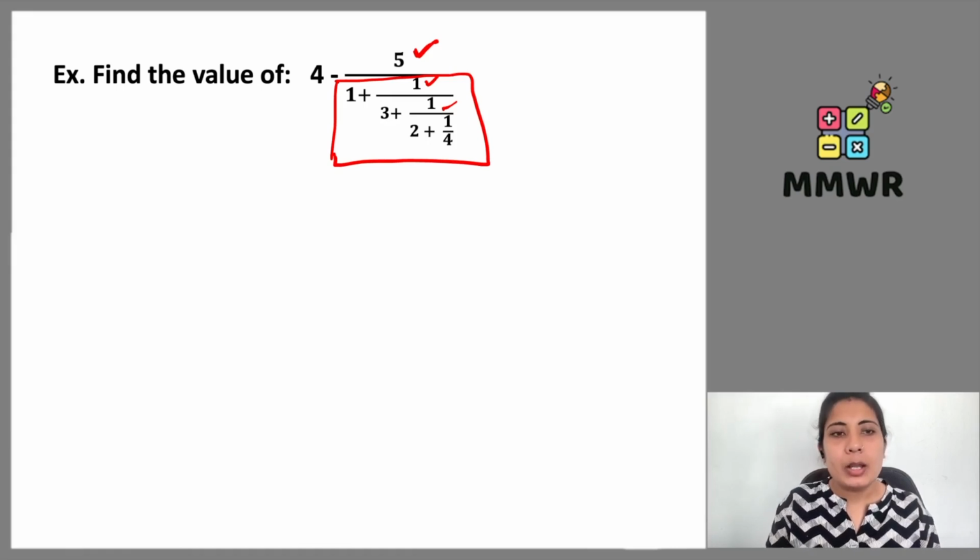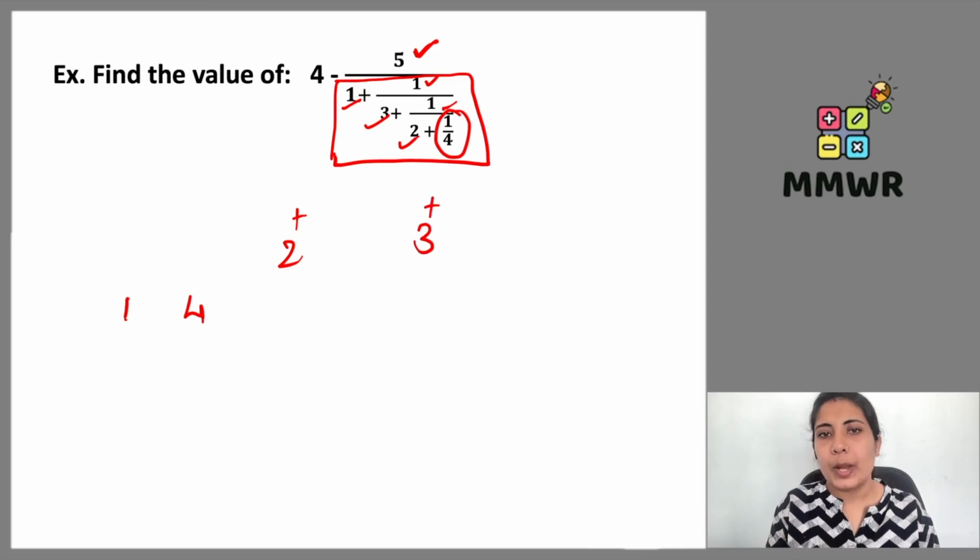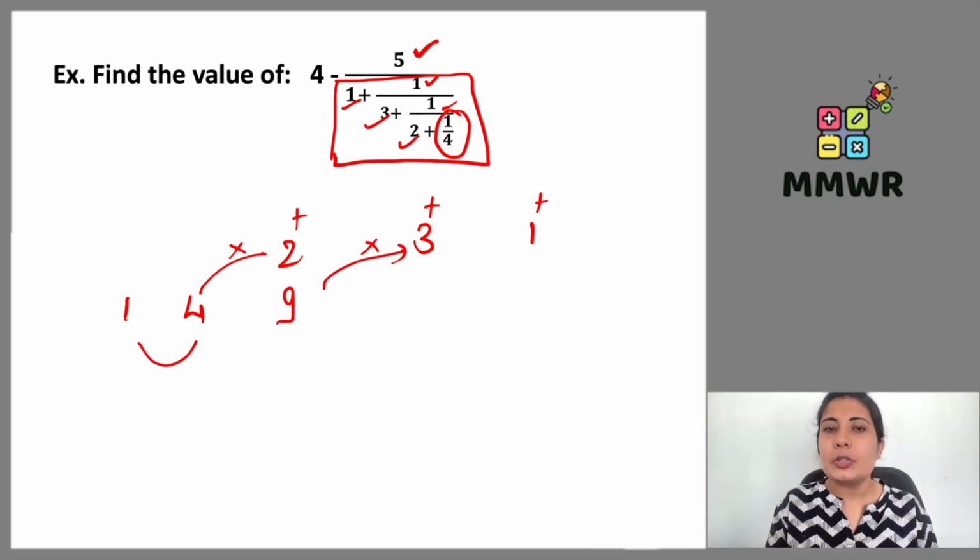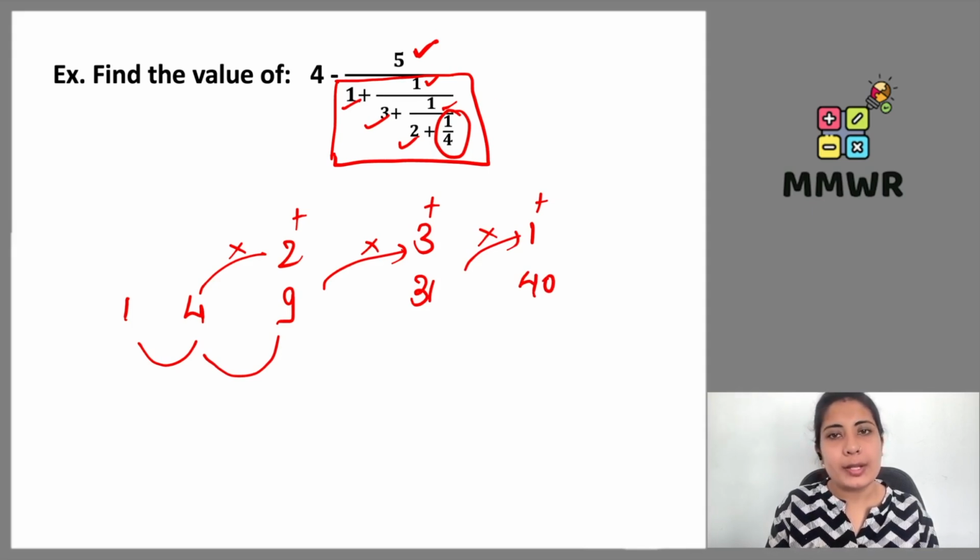So let's do that. 1 upon 4, I am writing this 1 upon 4 here, then 2, 3, 1 with the plus sign, 2, 3, 1, right? So 4 2s are 8 plus 1 gives me 9. 9 3s are 27 plus 4 gives me 31. 31 ones are 31 plus 9 gives me 40. So after simplifying this red color box, I am getting 40 upon 31.